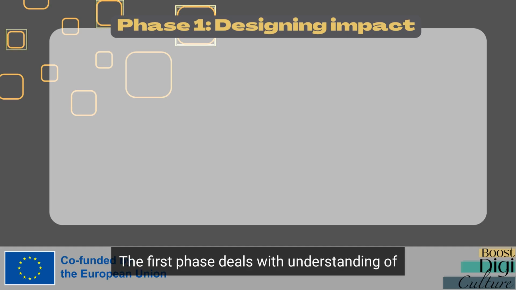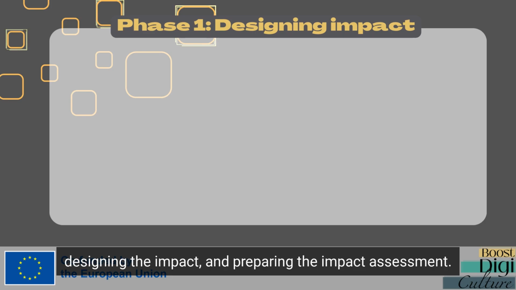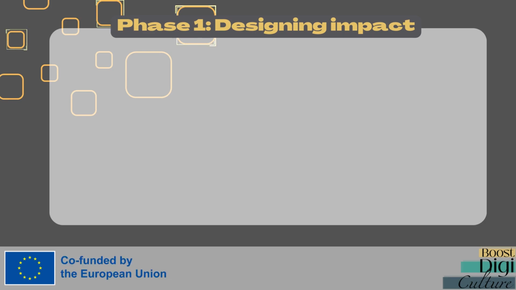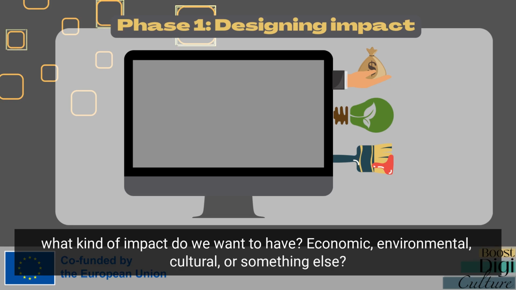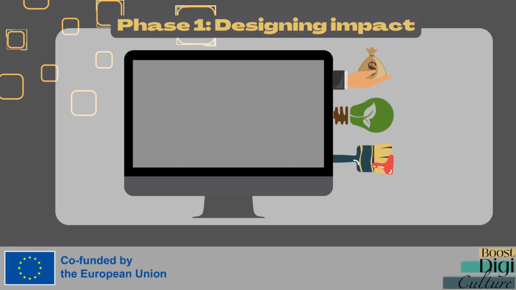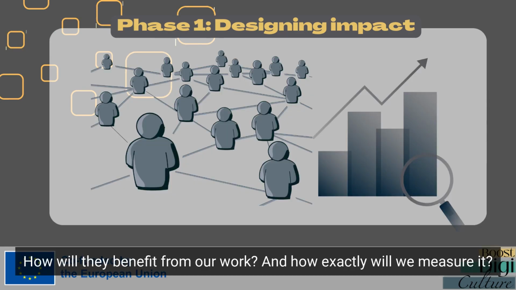The first phase deals with understanding what a digital project wants to achieve, designing the impact, and preparing the impact assessment. In this phase, Marie and her colleagues need to think about questions such as: what kind of impact do we want to have? Economic, environmental, cultural, or something else? Who are our stakeholders? How will they benefit from our work? And how exactly will we measure it?